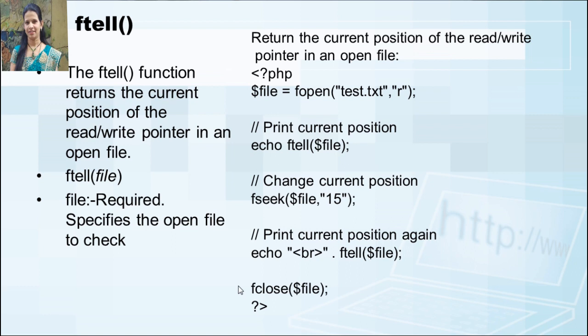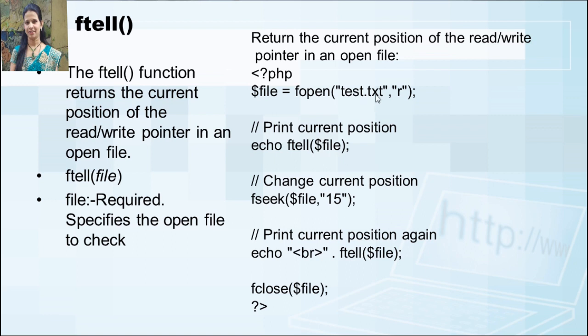The syntax for this is ftell, and inside the brackets write your file name. The file name is compulsory because you need to provide the file to check the current position. The syntax is ftell(file). Let's see one example: return the current position of the read/write pointer in an open file.